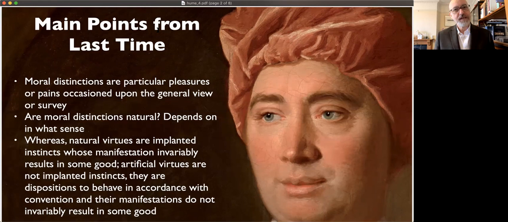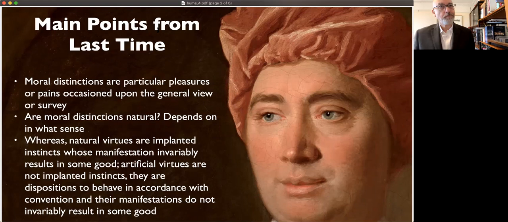In another sense, natural contrasts with artificial. Again, it's important to recall the intended contrast. Natural here is not being contrasted with the unreal or the fake, but rather with what is the product of human artifice. So Hume claims that certain virtues, such as benevolence, are natural. Other virtues, such as justice, are artificial. So while the moral approbation we feel towards benevolent acts is natural, the moral approbation we feel towards just acts is partly the result of artifice, and specifically it's the result of human convention.